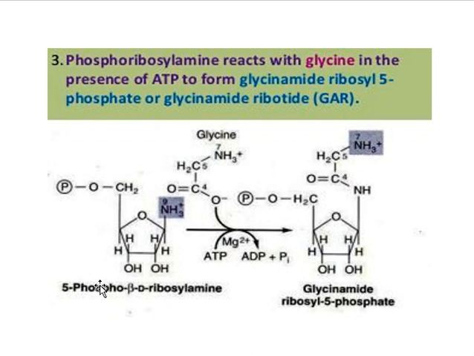In the next step, this phosphoribosylamine reacts with glycine. This is basically a condensation reaction in which the glycine condenses with the phosphoribosylamine. As a result of this reaction, glycinamide ribosyl 5-phosphate is produced. This reaction is also an energy requiring process in which ATP provides the energy.